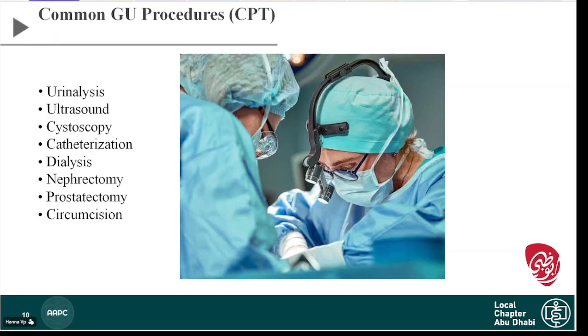So see this: urinalysis, ultrasound, cystoscopy, catheterization, dialysis procedure for failed kidney patients, nephrectomy, removal of kidney, prostatectomy, removal of prostate gland in men, and circumcision. Lots of procedures are there, it's showing only a few examples. Okay, so guys, this is the overall structure of the functions and anatomy and the common diseases and procedures in the genitourinary system.